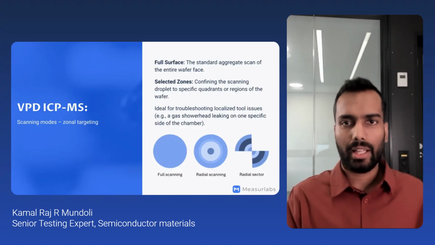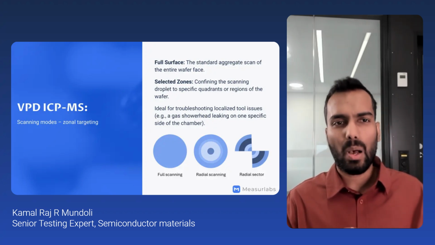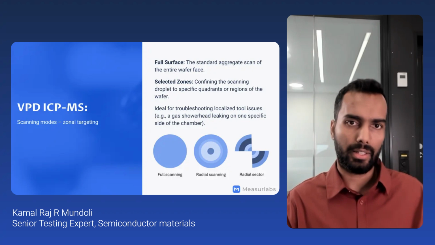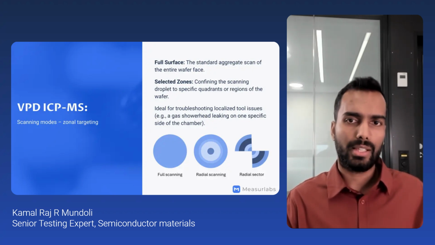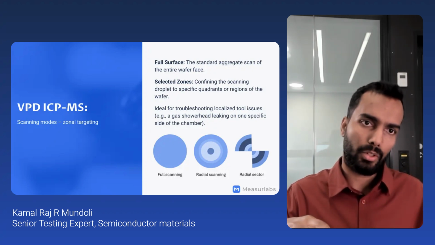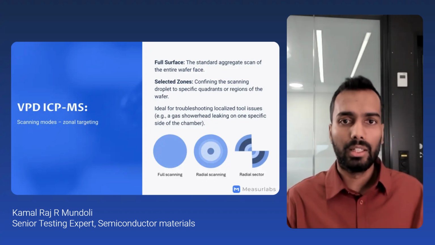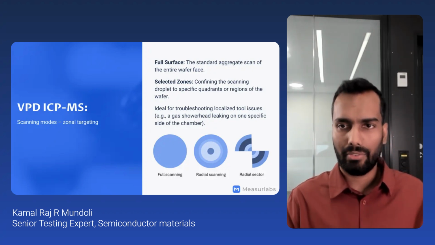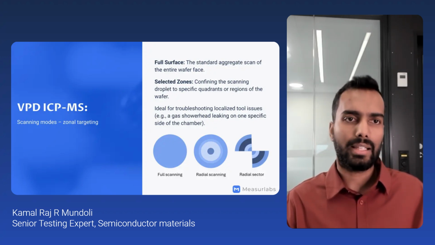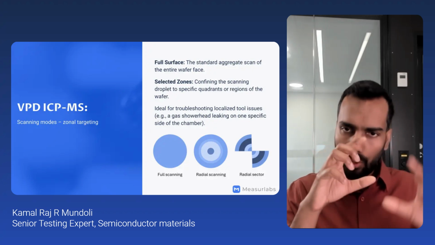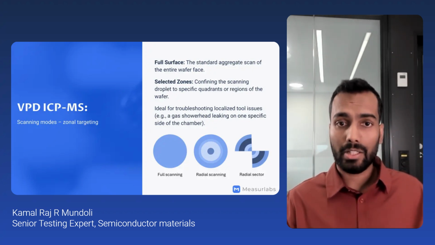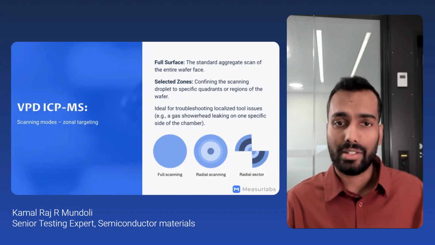Beyond just excluding the edge, we can also dictate exactly how the droplet moves across the face of the wafer through zonal targeting. So the most common approach is what I would call full surface scan, which gives us the standard aggregate measurement of the full wafer surface. However, if you're trying to diagnose specific hardware failures, we can use these selected zones. This involves confining and scanning the droplet to specific quadrants or radial rings or just one half of the wafer. This is incredibly useful for troubleshooting localized tool issues.